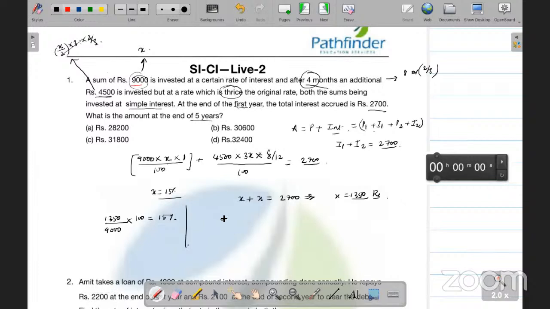So what you need to do is 9,000 plus 9,000 into 15 into 5 divided by 100, plus 4,500 plus 4,500 into 3 times the rate, that is 45 into 5 divided by 100. Have you understood this? This should give you the answer.